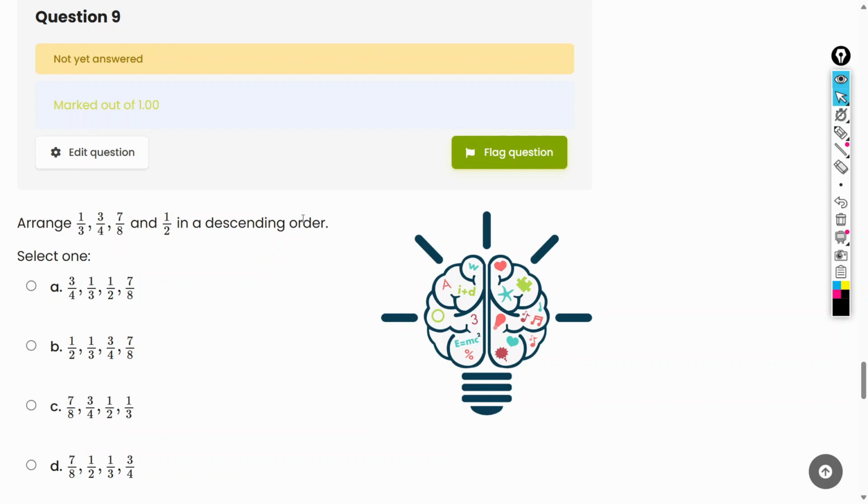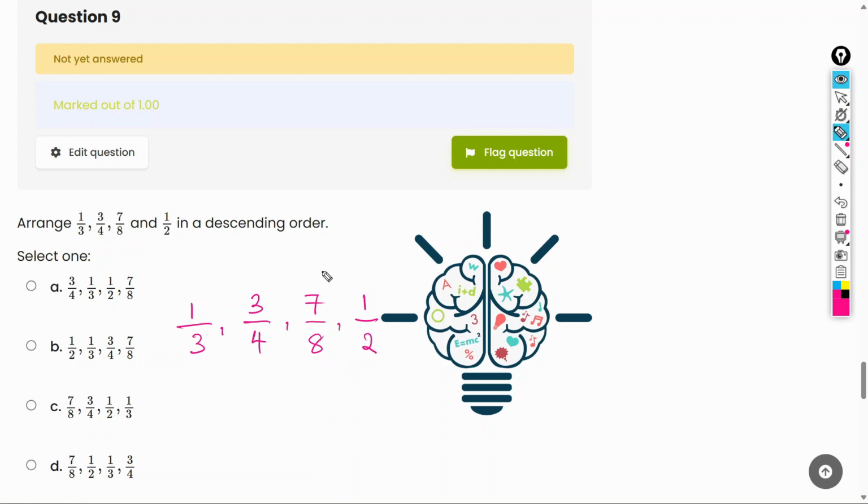Arrange these in descending order. Let me rewrite the fractions here. So 1 over 3, 3 over 4, 7 over 8, 1 over 2. Now, whenever you want to compare or order fractions, what you need to do is to give them a common denominator. That way you can easily compare them.